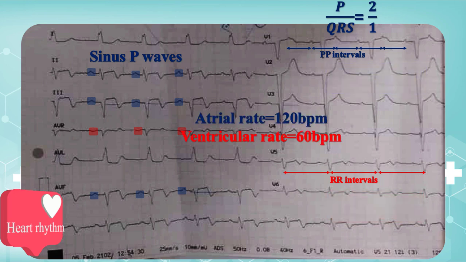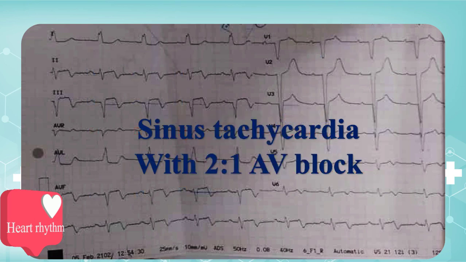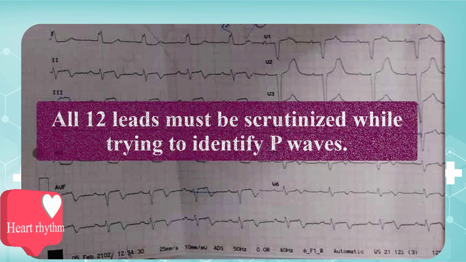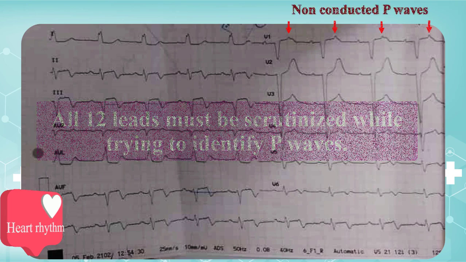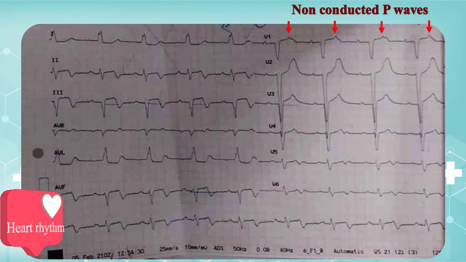So, the atrial rate and ventricular rate are 120 and 60 beats per minute respectively. Thereby, this is sinus tachycardia with 2-to-1 heart block. As a general rule, we are supposed to scrutinize all 12 leads to identify P waves. In this strip, non-conducted P waves are not detectable in most leads except V1. If we don't pay enough attention, we might miss non-conducted P waves and mistake the rhythm for normal sinus. So be very careful when interpreting heart rhythm.